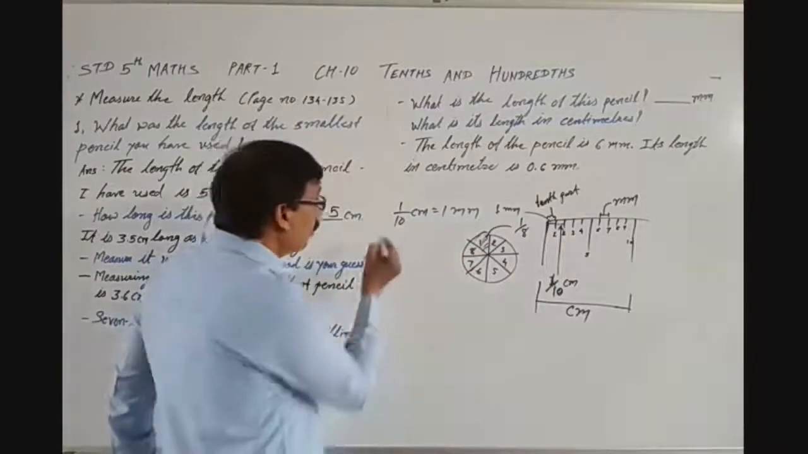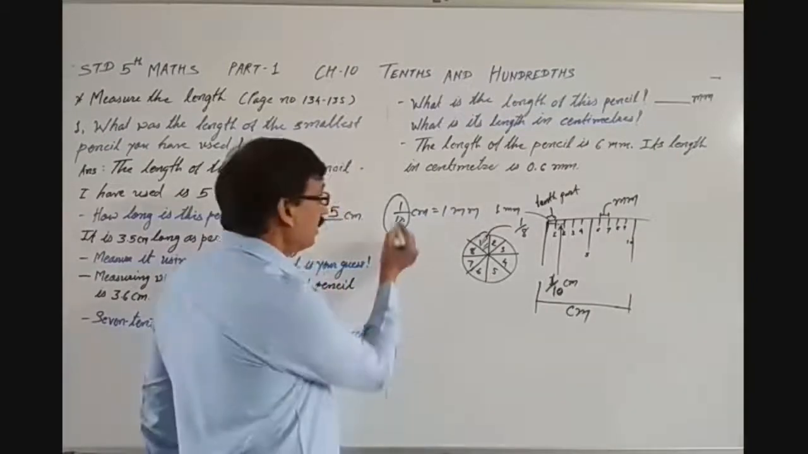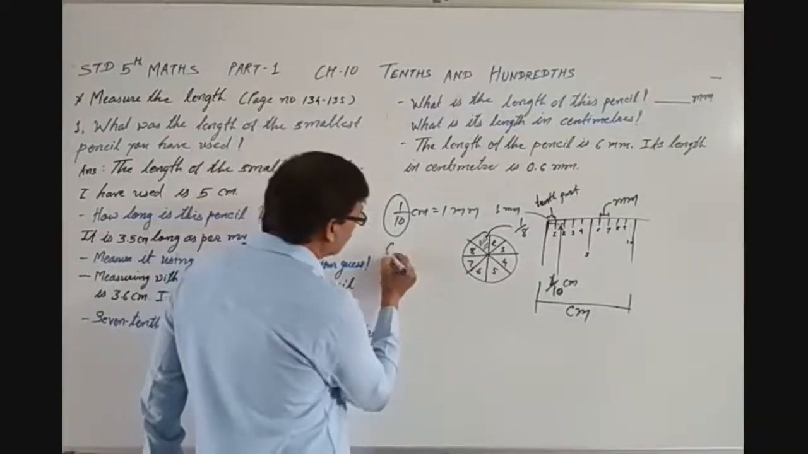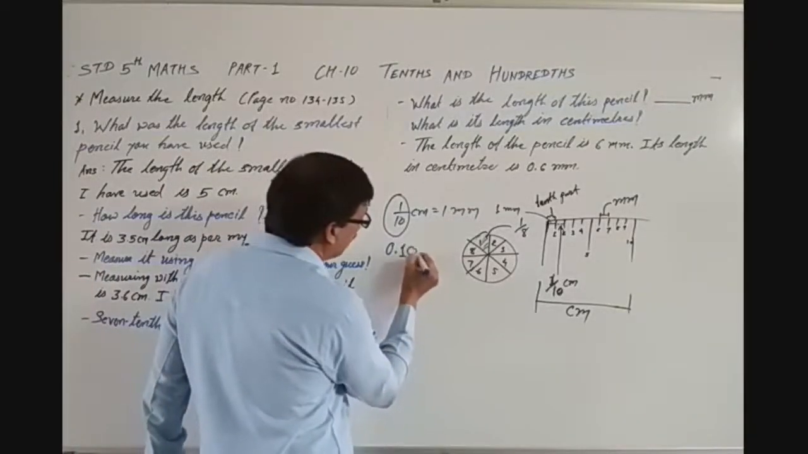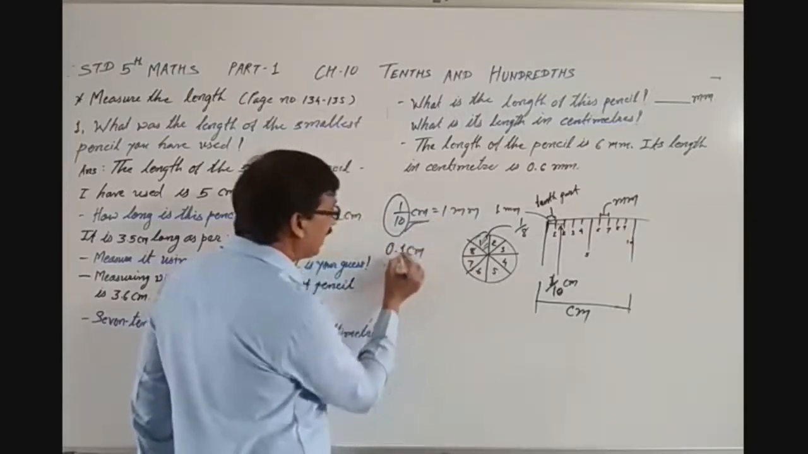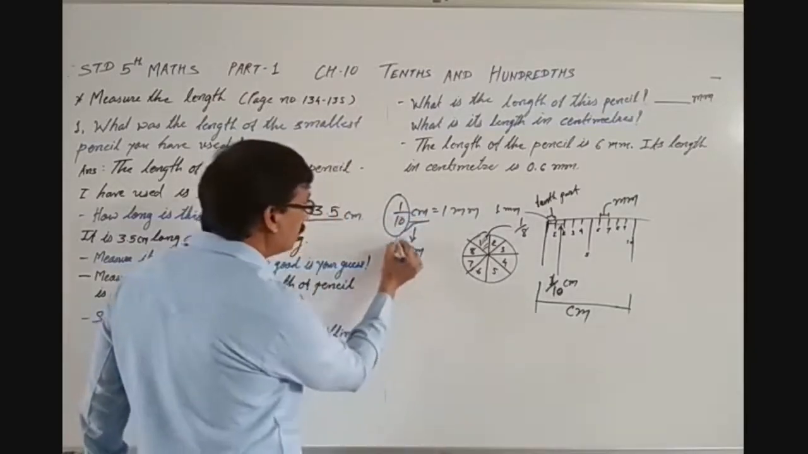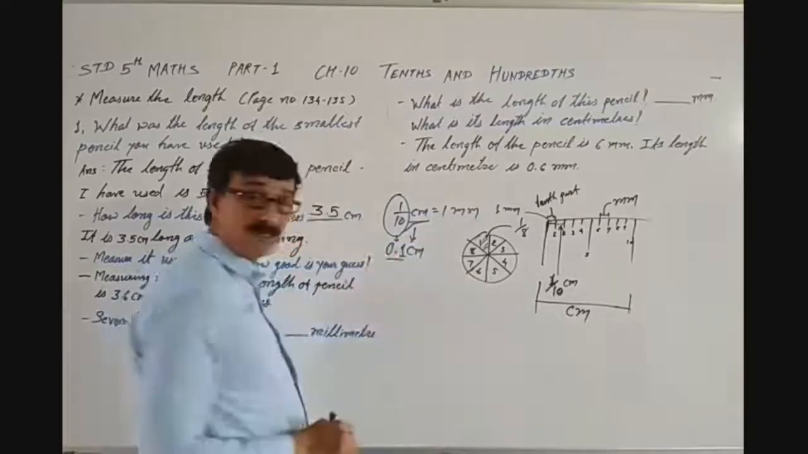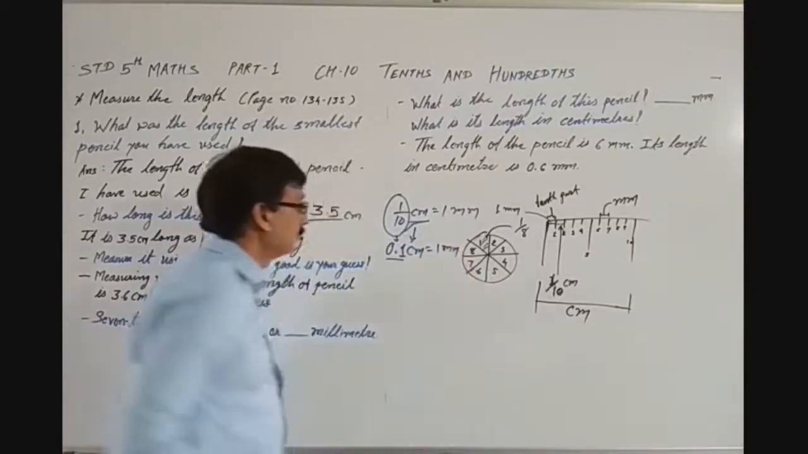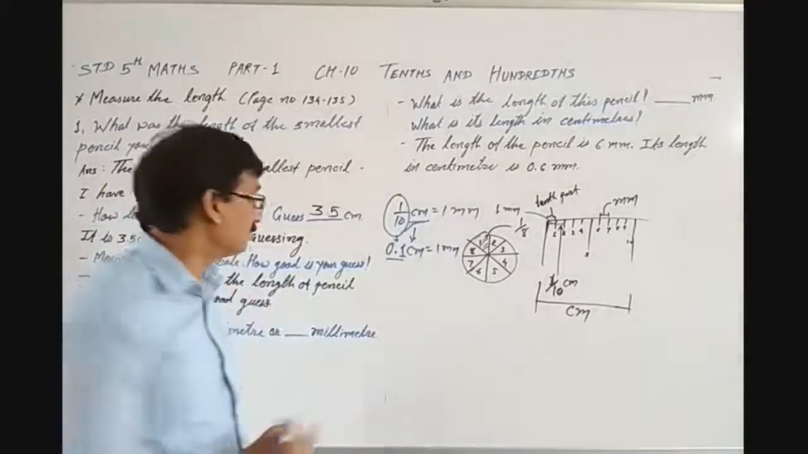But you know 1/10, isn't it? So if I want to write it in decimal, then I can write 0.1 centimeter. Instead of this, I can write 1/10 is 0.1, and centimeter is centimeter, is equal to 1 millimeter. So 0.1 centimeter is equal to 1 millimeter. Remember this.